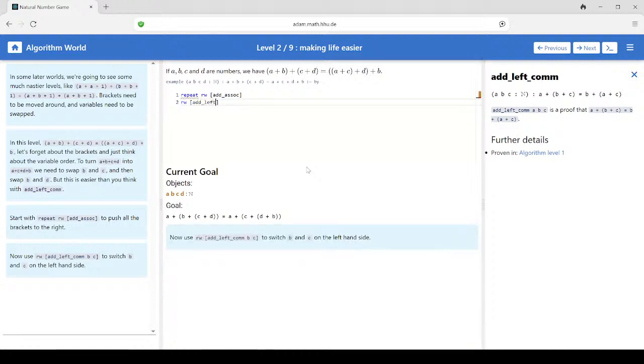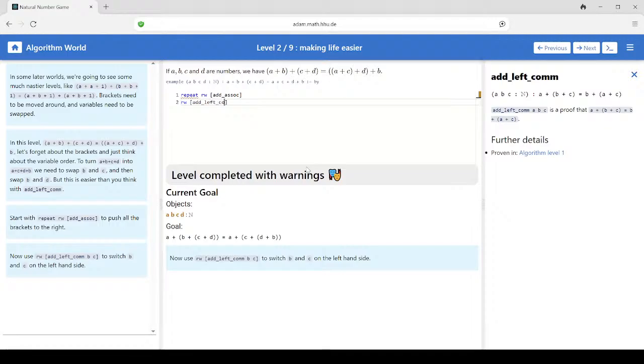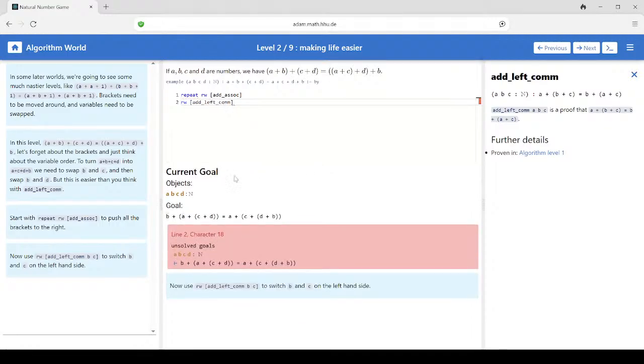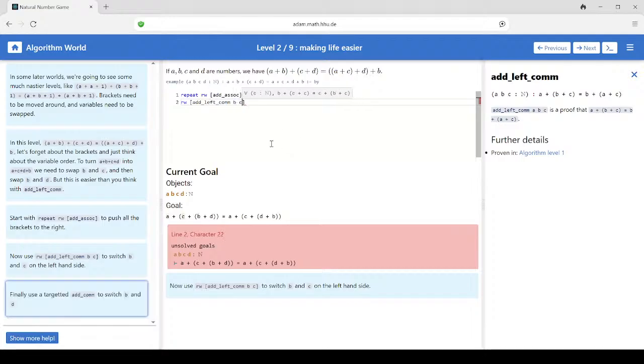Add left commutative. Which ones did it select automatically? The first ones. Okay, that makes sense. It did these two. But we don't want to do those two. We want to do B and C. Okay, now what? Now all we want to do, now it should just be commutative.